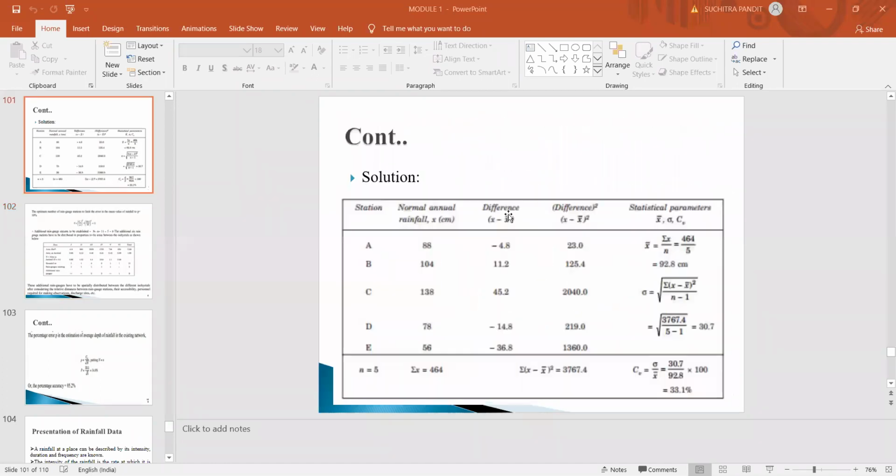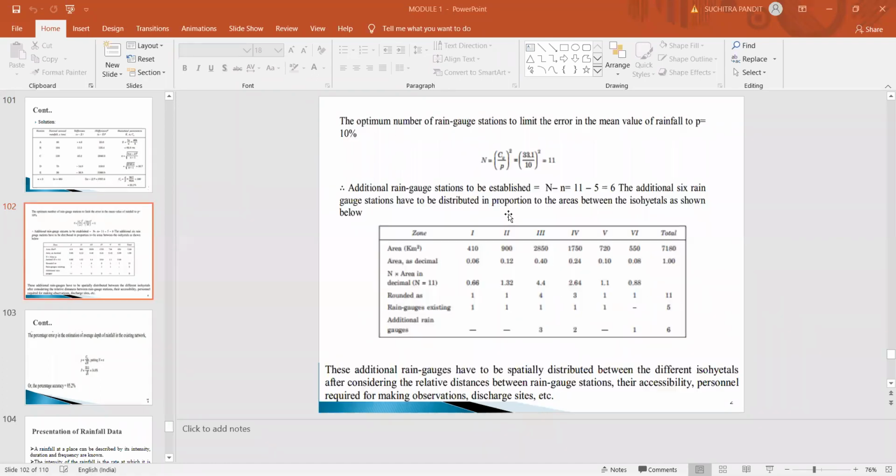So this type of problems you may have in the examination. Sometimes you will be required to calculate only the optimum number of rain gauges. If not asked, if the area is given, then you need to follow this procedure.